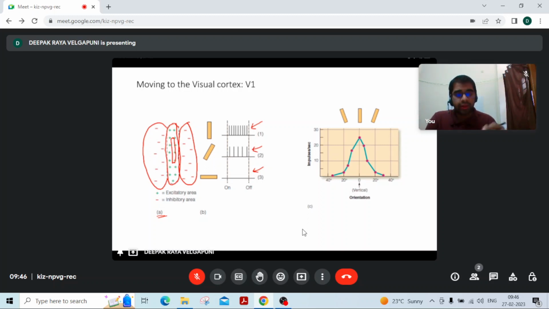So the neurons in visual cortex have orientation selectivity. What I mean by that is different neurons in visual cortex have similarly structured receptive fields of different orientations. Here you see this neuron has this type of structure, and you have other neurons having an oblique structure like this.